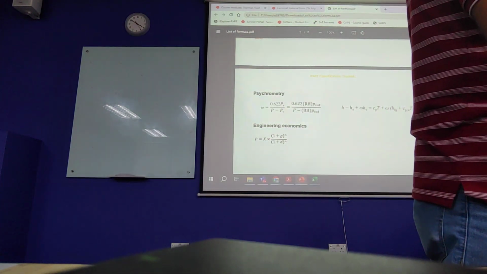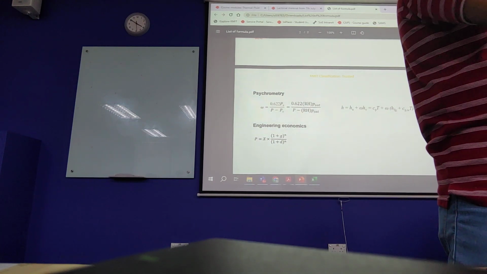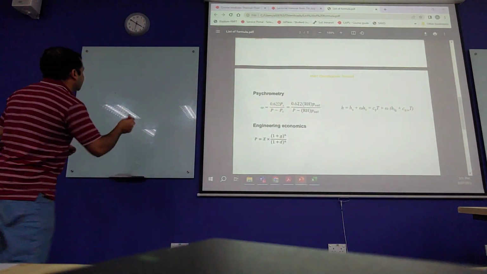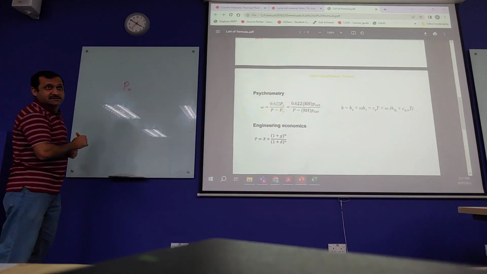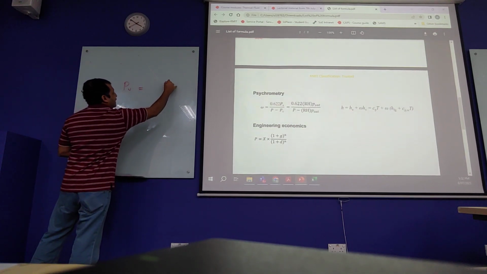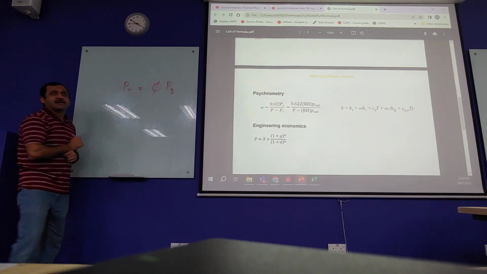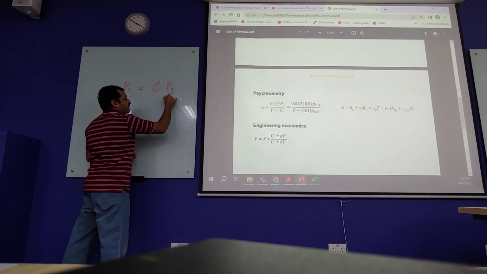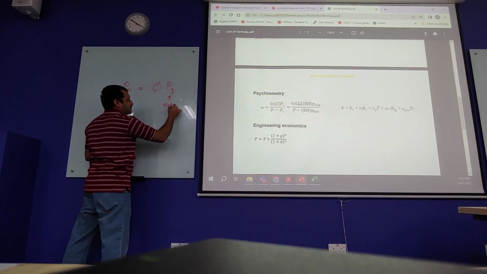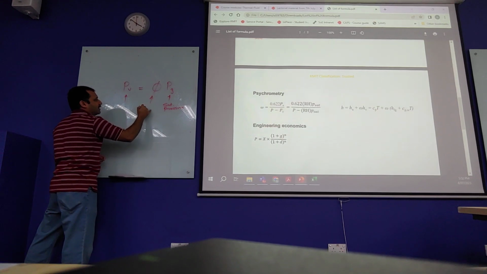I need to add something to the formula, because by today, after the end of the class, I will go and update that. And that will be the relationship between vapor pressure, PV, and saturation pressure, PG, which is nothing but relative humidity multiplied by saturation pressure. So PG is the saturation pressure, PV is the partial pressure of vapor, and that's relative humidity.